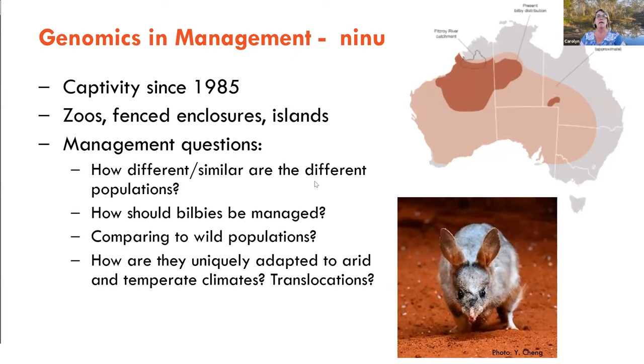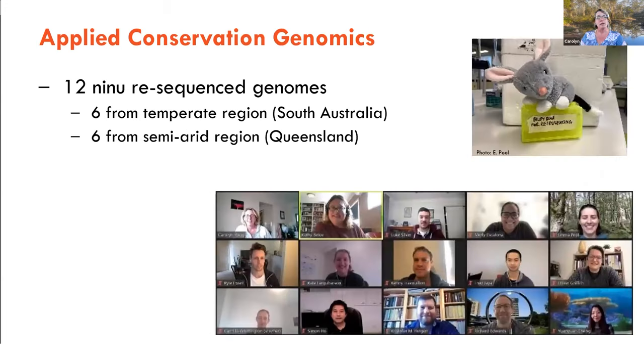There was a range of management questions from all the different management agencies: how different or how similar the populations are, how they should be managing the bilbies, how they compare to populations in the wild, whether they are uniquely adapted to the arid and temperate climates that they live in, and whether this is going to be a problem for translocations. And so this is Team Bilby. It's a large project with a huge number of collaborators across the country and even in the US as well. We've managed to resequence 12 Ninu genomes. So we have the HiFi HiC reference genome now. We've realigned all the resequenced genomes to that and started to do a comparison between temperate and arid regions.